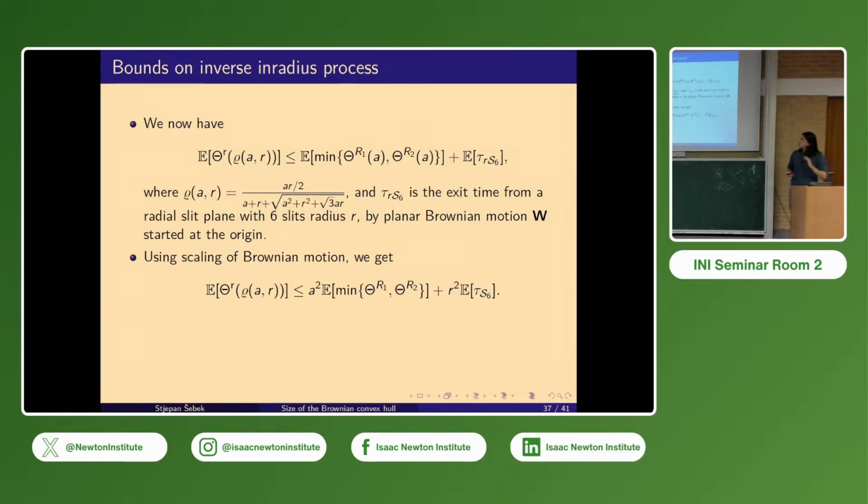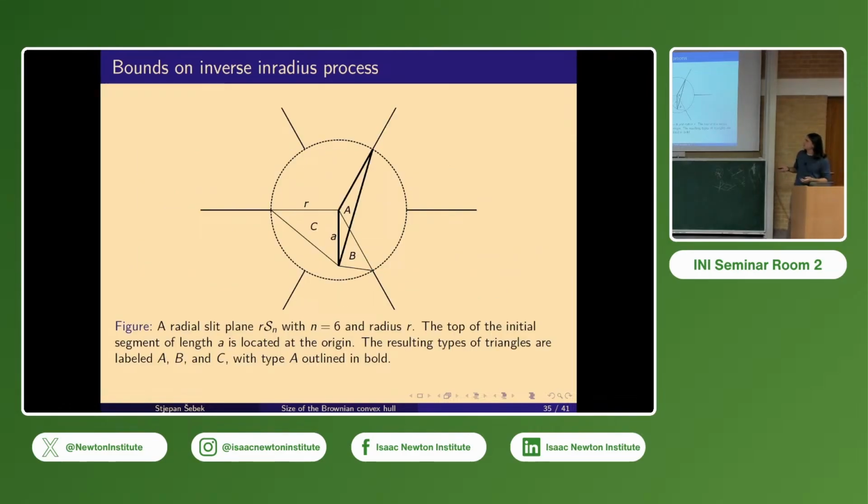Yes? Is there a specific reason you chose the 6 slits? Yeah, we played with that, that's an honest question. If you take 4 or fewer, you don't even have a finite expected exit time. If you position this in a proper way, 4 sounds like it would maybe be a good idea, but the expected value of the exit time from the radial slit plane with 4 slits is infinite. Then we played with 5, but it's not symmetric, so it's difficult to organize them to get big enough triangles. We tried with 8, and we optimized over the number of slits. It requires quite some work, but it turned out that 6 slits give us the best result.